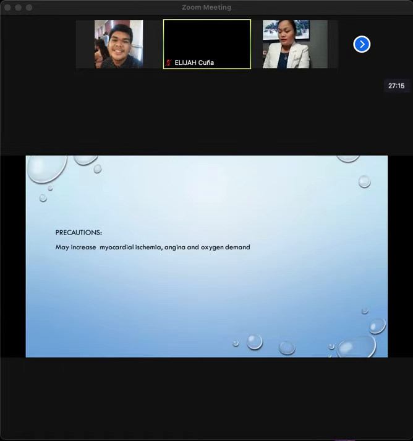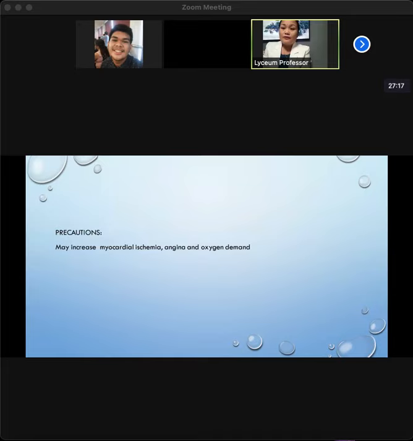So the precautions that should be observed when giving epinephrine are if the patient has myocardial ischemia, a history of angina, and of course, if the patient has a decreased oxygen level, because epinephrine increases the oxygen demand. Okay, so it will further aggravate your ischemia, angina, or oxygen demand.